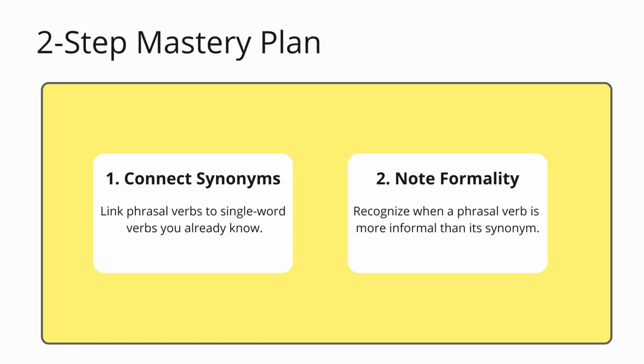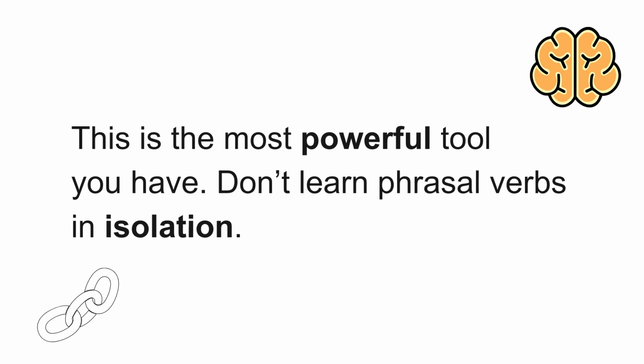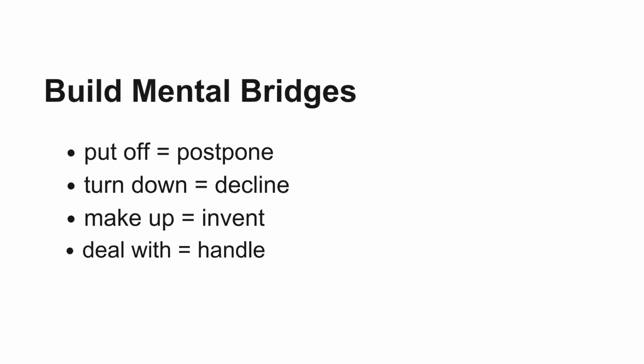Okay, step 1. Think in synonyms. This is probably the most powerful tool you have. See, your brain learns by connecting things, not by memorizing stuff in isolation. So from now on, every time you see a new phrasal verb, your very first move should be to connect it to a word you already know. What this does is it creates these little mental bridges. So instead of trying to learn put off all by itself, connect it to postpone. Instead of learning turn down, link it to decline. That way, when you're thinking you need to postpone a meeting, your brain can easily make that jump to the more natural conversational phrase, hey, can we put off the meeting?